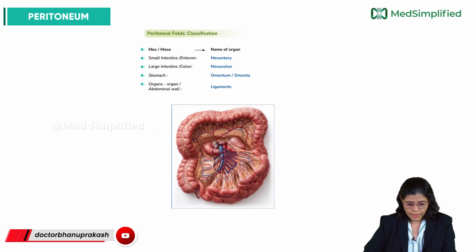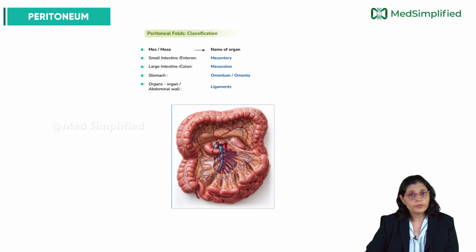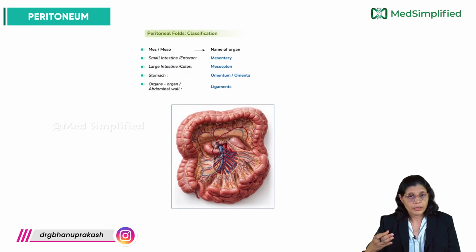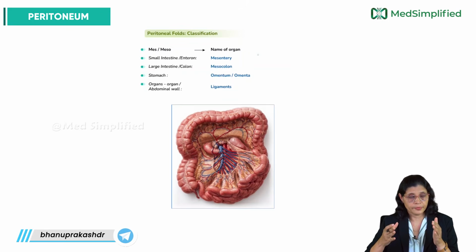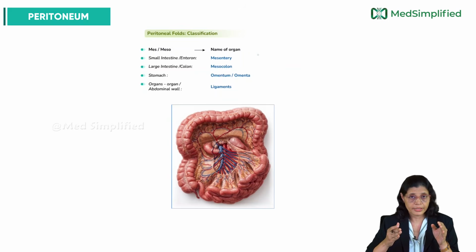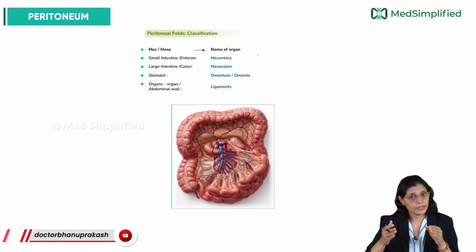Based upon which organs or structures they suspend, these folds have different names. And these folds not only suspend the organs. The abdominal organs do not have any bony attachments, right? So they need to be provided support by these peritoneal folds. These organs are also attached to each other so that they are held in position by these folds, and where these folds attach one organ to another, we call them ligaments, and in some places we call it omentum also.